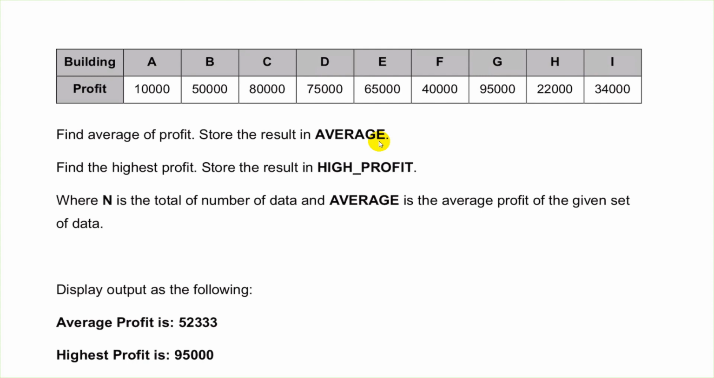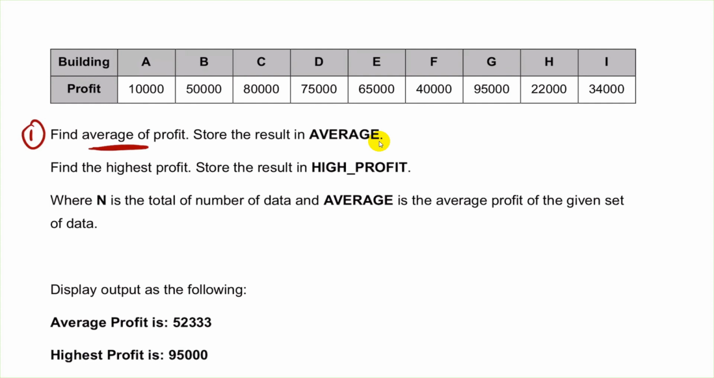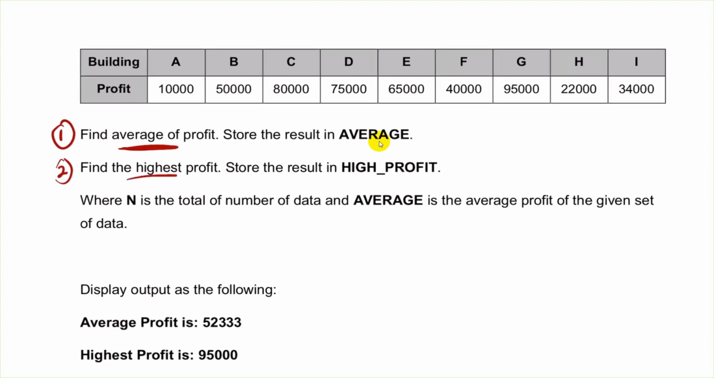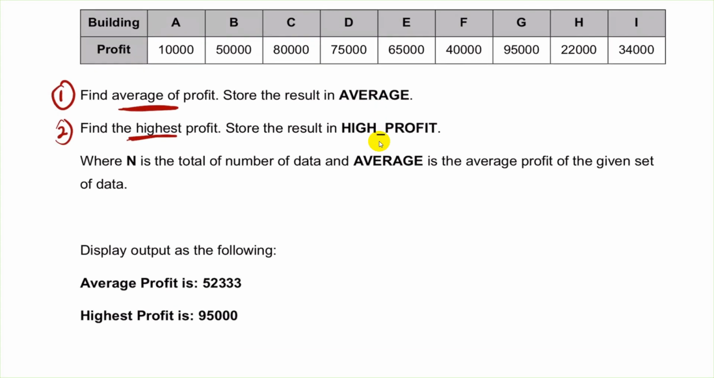Okay, the first one is to find the average profit. The second one is to find the highest profit. And the output is as below. Output dia macam contoh dekat bawah tu.